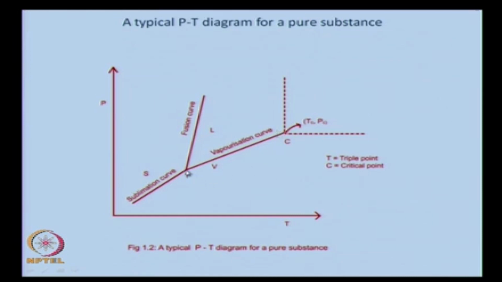Note this point T, this is called a triple point, because as you note, at this particular point there is coexistence of three phases: solid, liquid and vapor. This point is C, the critical point, above which you have what is called a supercritical phase. Above this pressure and above this temperature, you have a supercritical phase here.